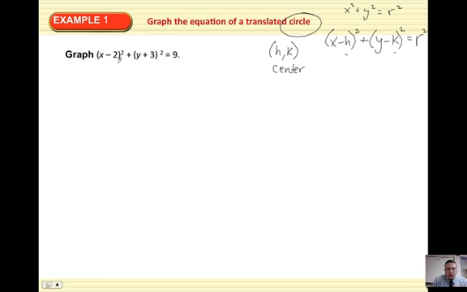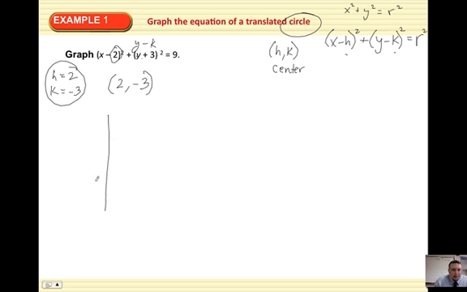So if you look at this over here, x minus h. h is equal to not negative 2, but 2. Remember, x minus h, so x minus 2 gives h, and k: it has to be y minus k, so it has to be y minus negative 3. That's why k is negative 3. So if this is h and k, we know our center now. Our center is h comma k, so 2 comma negative 3.